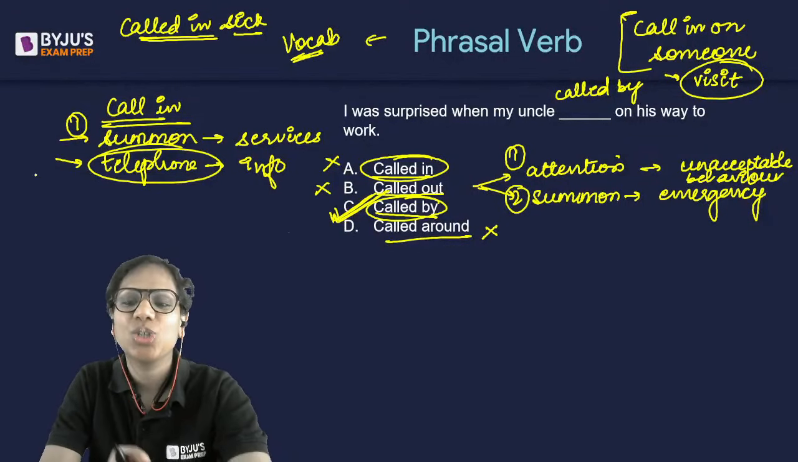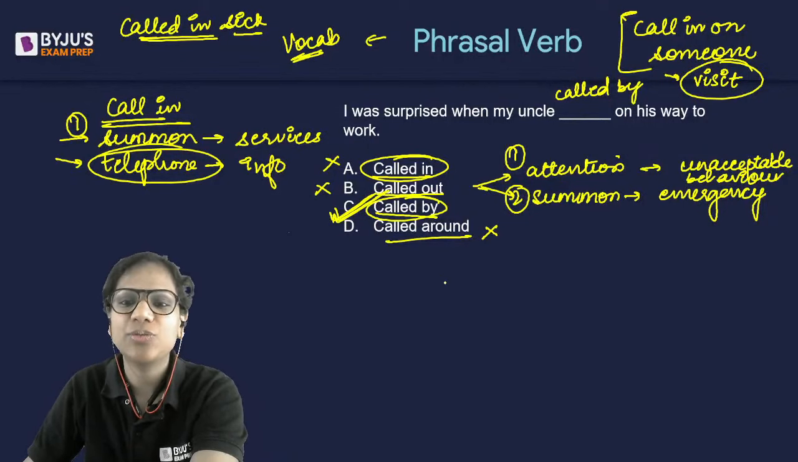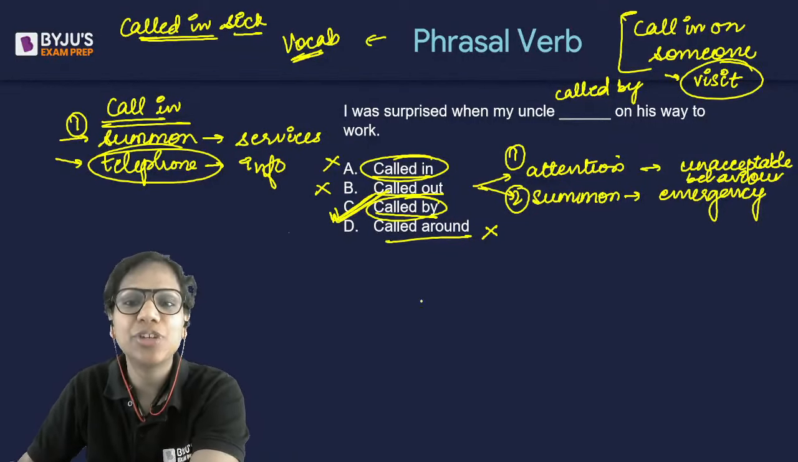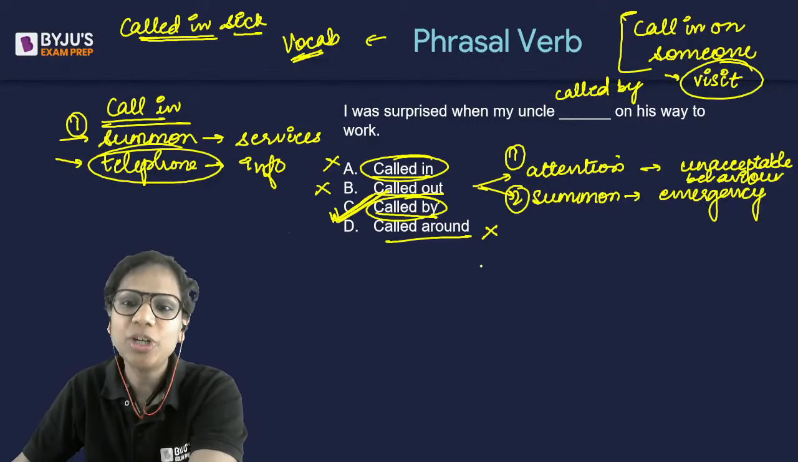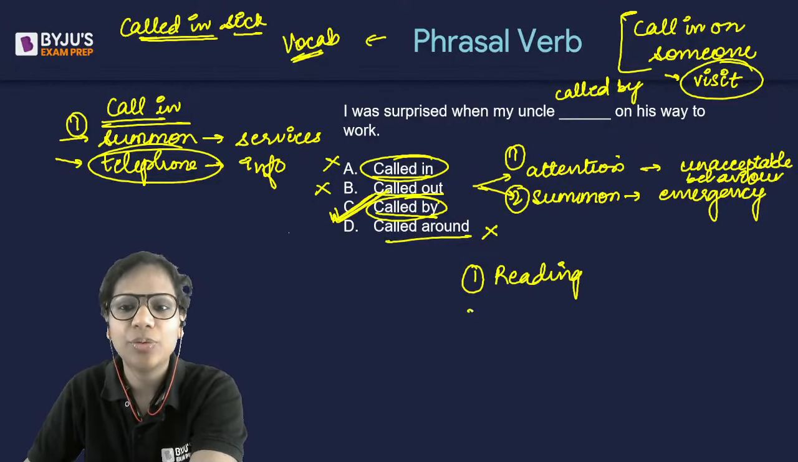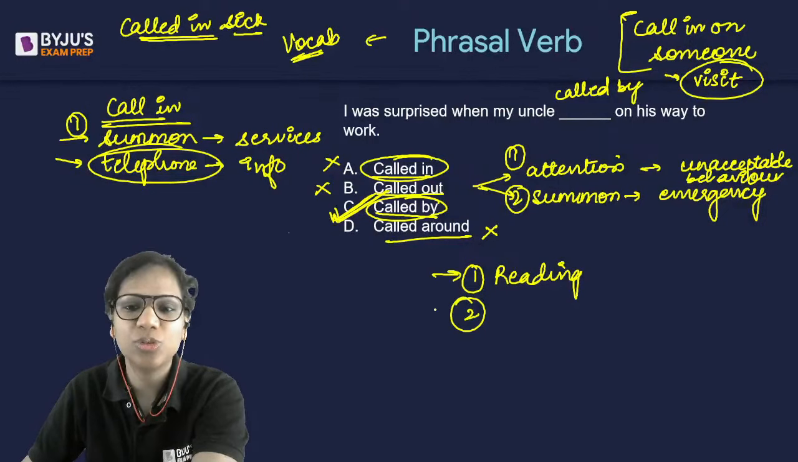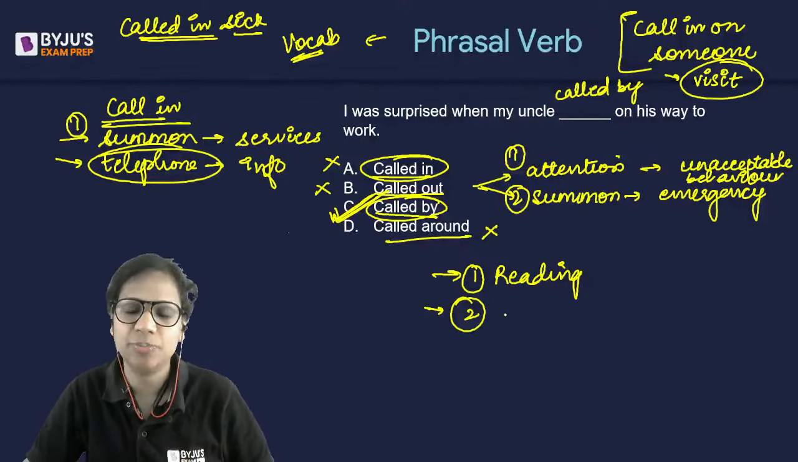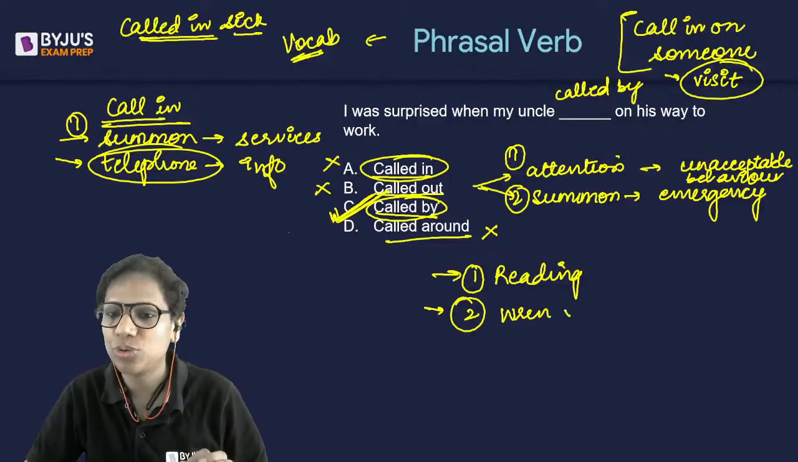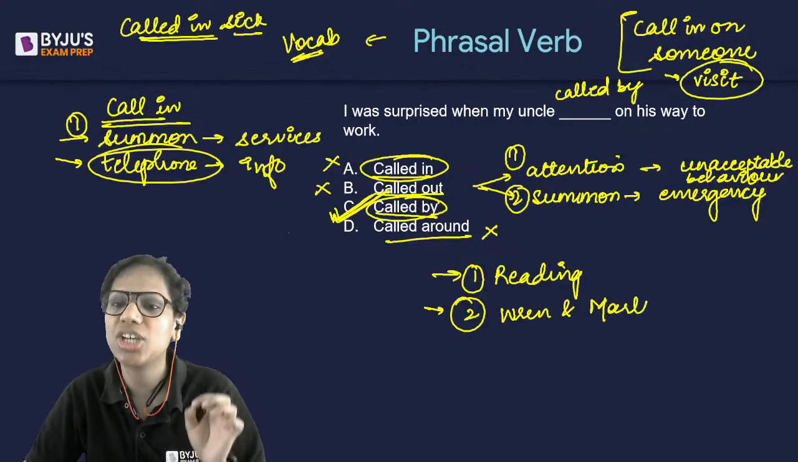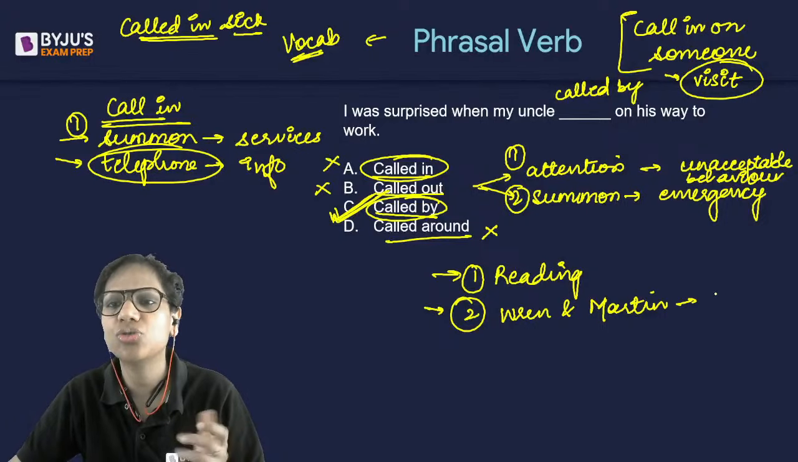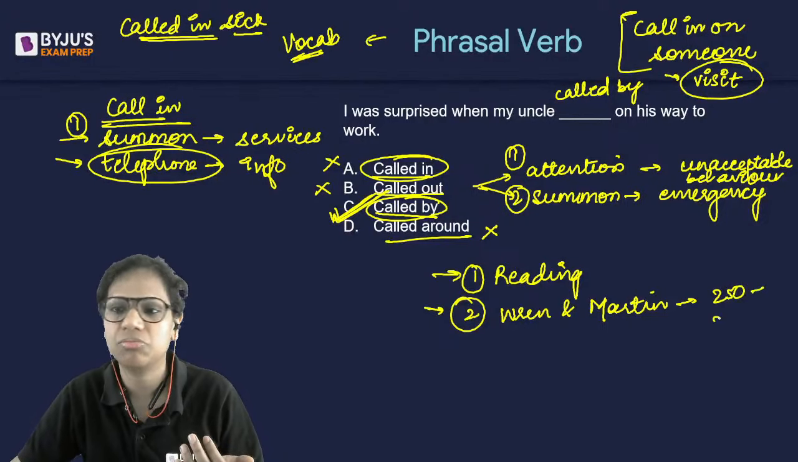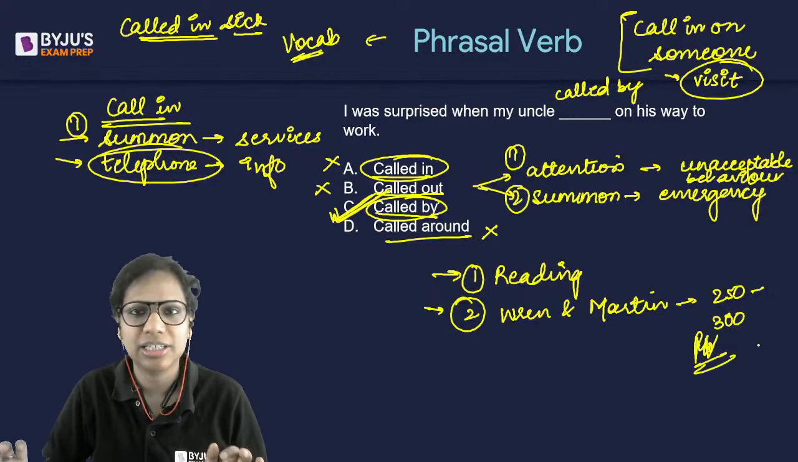It's not tough actually. Phrasal verbs appear tough because they have fixed meanings. The best way to learn phrasal verbs, the long-term way, is through reading. However, I understand that this is long-term. You need something short-term. In the short-term, you have to learn them just like you learn vocabulary. For that, I may have told you earlier also, Renan Martin has a chapter on phrasal verbs. Just go through that chapter. You'll actually cover 250 to 300 phrasal verbs through that.